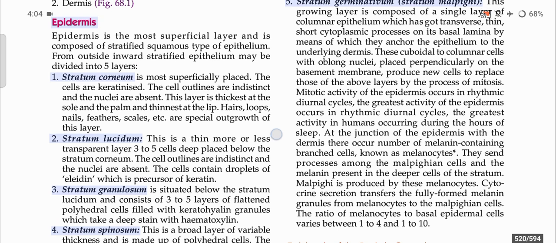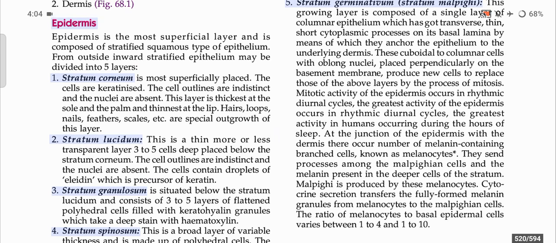First of all, the epidermis. Epidermis is the most superficial layer and is composed of stratified squamous epithelium. From outside to inward, the stratified epithelium may be divided into five more layers. So the epidermis has five layers: stratum corneum, stratum lucidum, stratum granulosum, stratum spinosum, and stratum germinativum.